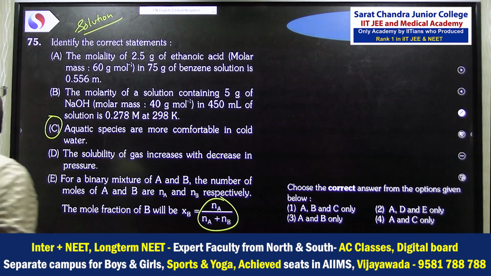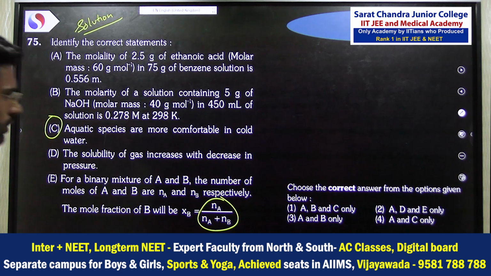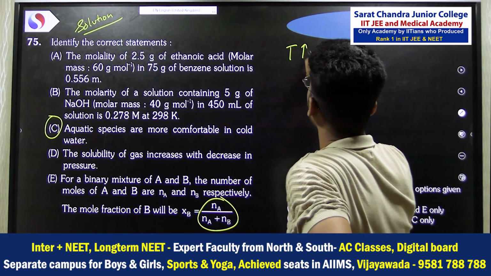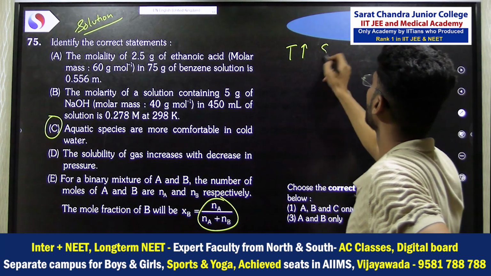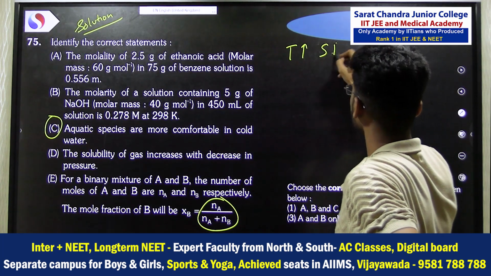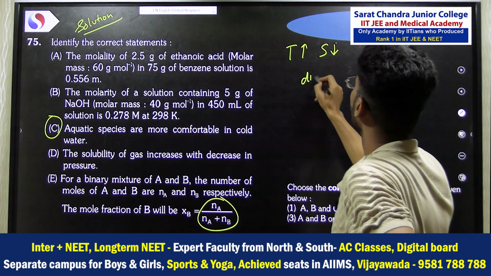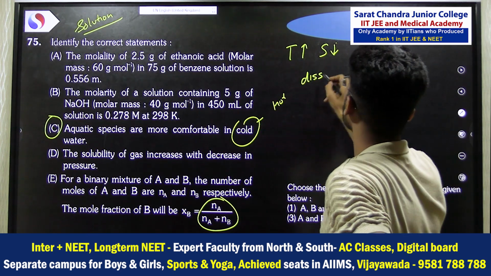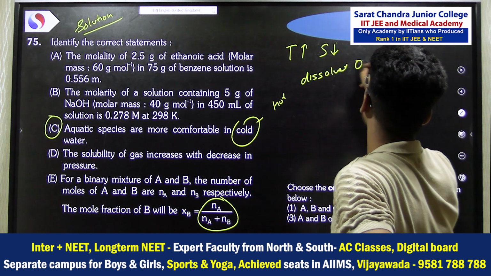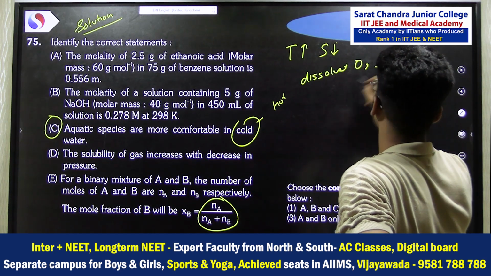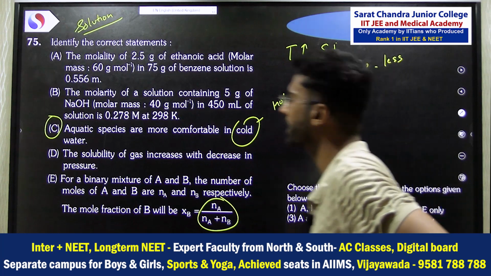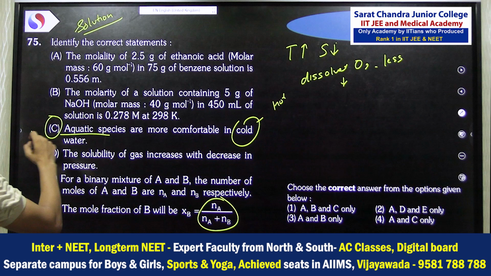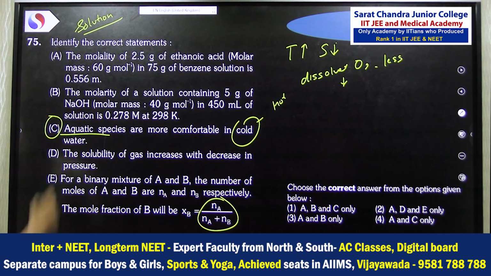So if I see option C, aquatic species are more comfortable in the cold water. Yes, I know that, because if I increase the temperature, the solubility of gas will decrease. So in hot water, dissolved oxygen will be less, and it will be very difficult for the aquatic species to survive. So they survive more comfortably in cold water. So option C is the correct answer.